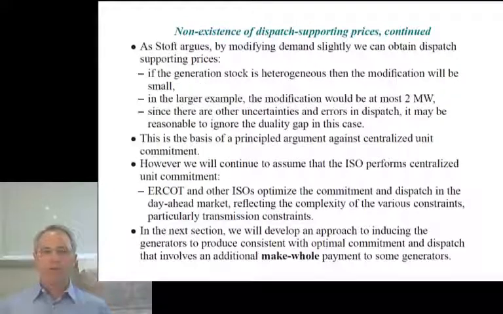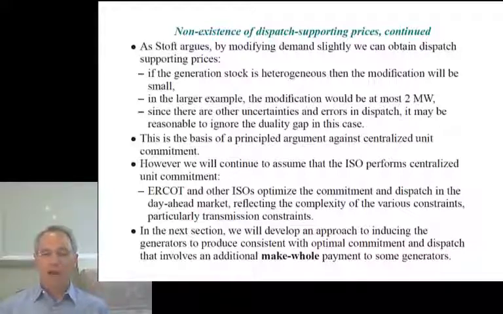Steve Stoft argues, however, that if we modify the demand slightly, we could obtain a dispatch supporting prices. If the generation stock is heterogeneous, then the modification will be small. In the larger example, actually in the smaller example as well, the modification would be at most 2 megawatts, and in the larger example, that would be a relatively small change to the demand. Since there are other uncertainties and errors in the dispatch, it may be reasonable to ignore the duality gap in this case. And indeed, this is the basis of a principled argument against centralized unit commitment as performed by ISOs.